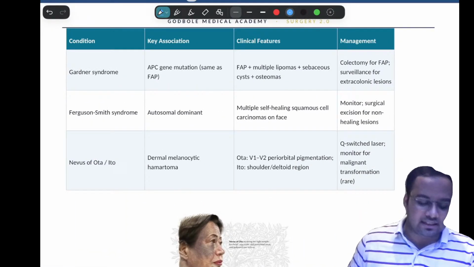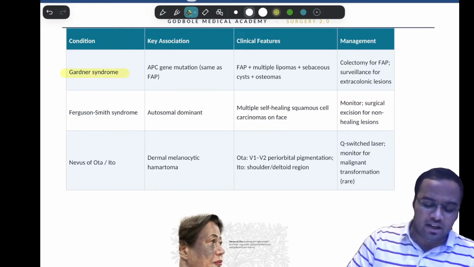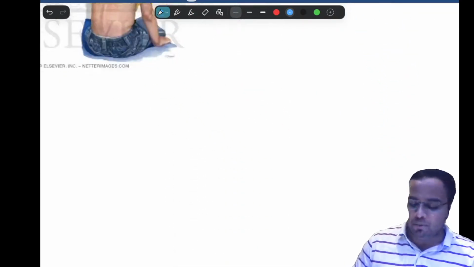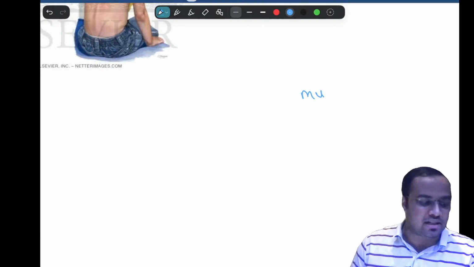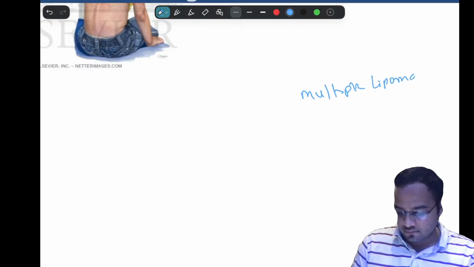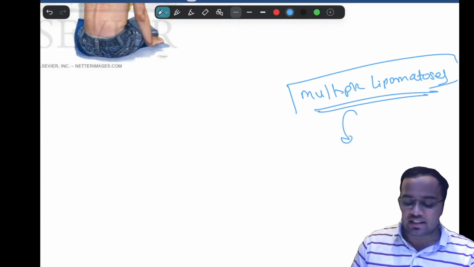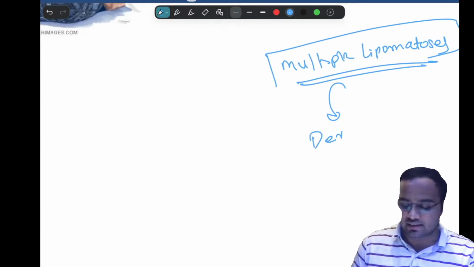Then something called Gardner syndrome. So why is Gardner syndrome mentioned here? Whenever a patient presents to you with multiple lipomas, what is that disease called? Anybody knows? So when a patient presents with multiple lipomatosis, the disease is called, excellent, Dercum's disease.